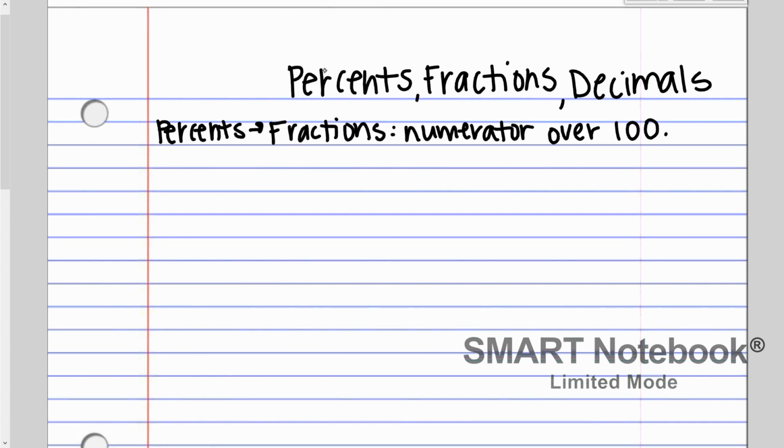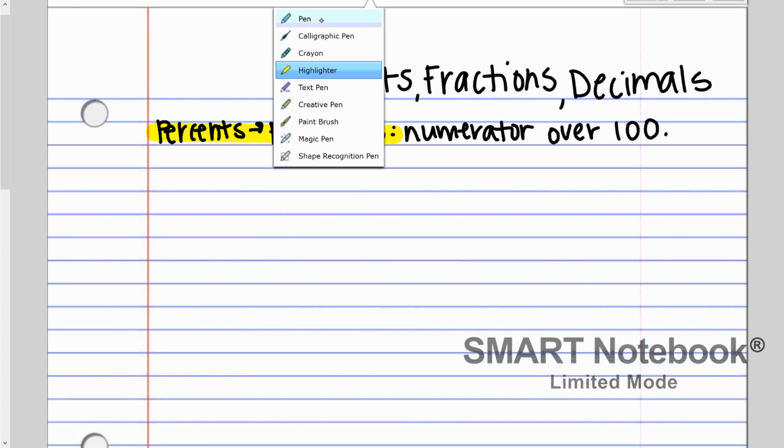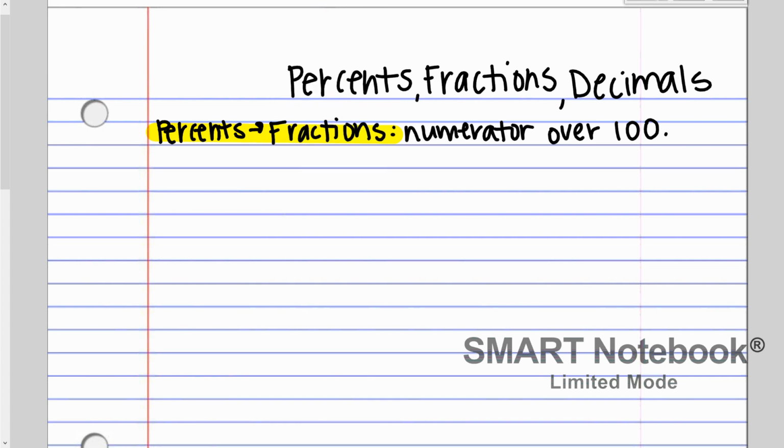Let me see if I can get a highlighter. If you do have a highlighter with you, we want to highlight this little piece right here, because we're going to be doing a whole bunch of these types of problems and you want it to stick out which one we are doing. Let's just start off with some examples. The first example we're going to do is 32%.